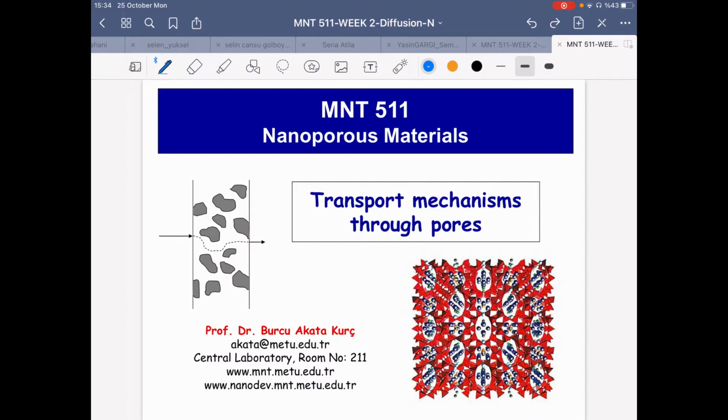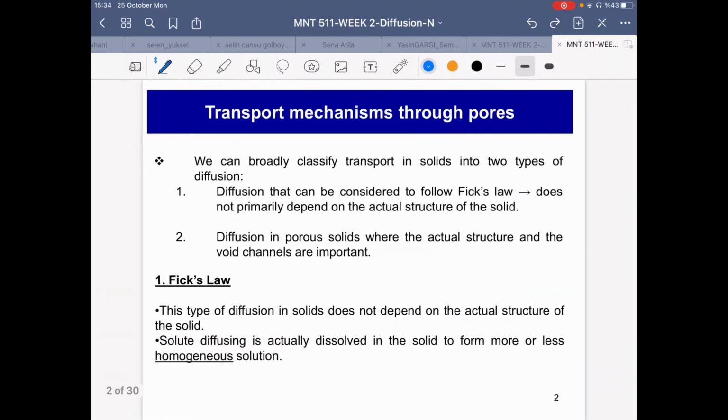I'll be giving some basic, very basic information in addition to some up-to-date papers who had used this basic information for their own use. So we start this discussion by talking about Fick's law. We can broadly classify transport in solids into two types of diffusion. Diffusion that can be considered to follow Fick's law doesn't primarily depend on the actual structure of the solid, and diffusion in porous solids where the actual structure and the void channels are important.